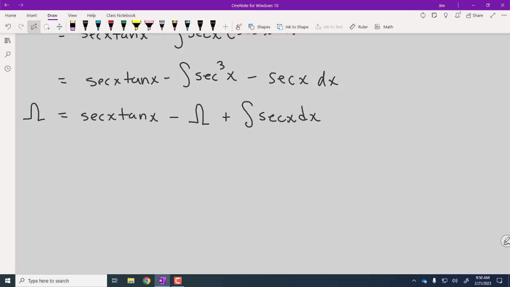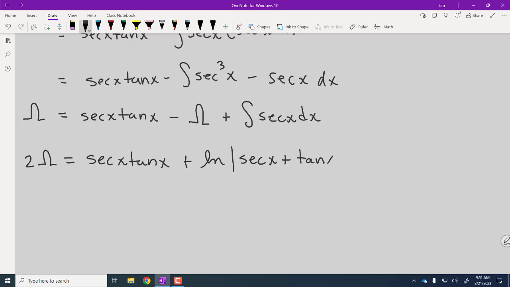So now we're going to do the twisting business. The omegas are like terms, so they're going to combine to 2 omega on the left. And on the right, we have the integral of secant. We've talked a little bit about it already. Integral of secant is natural log of secant plus tangent, plus a constant of integration.